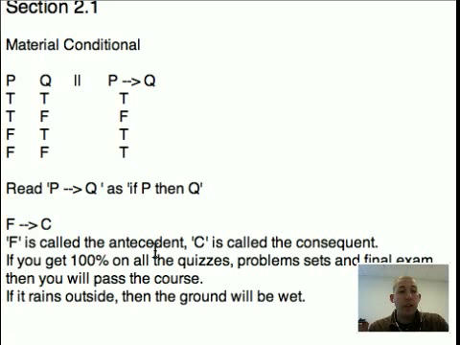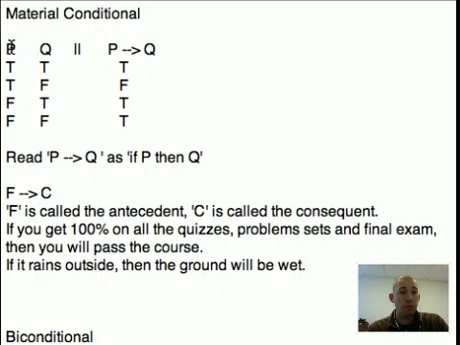So if the antecedent is false, so up here we have the scenario where P ends up being false, so we're going to look at these two rows right here, then the whole conditional comes out true. So the whole sentence is true whenever the antecedent is false. And so in our example, you can think about the scenario where you get 99% on everything. So it's not the case that you got 100% on all the quizzes, problem sets, and final exam. And nevertheless, you can still pass the course.